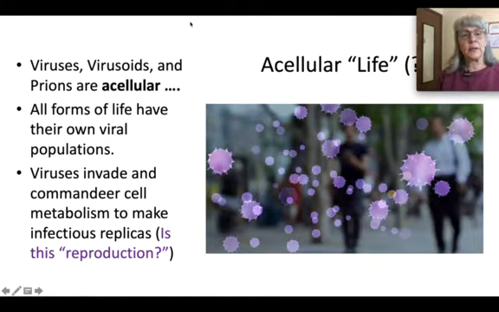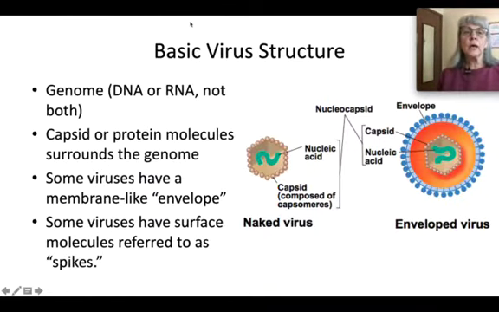How they do that is basically they will enter the host cell of that living organism, and then they take over the metabolic machinery of that host cell to make more of themselves. They replicate using the host cell's machinery. Now, is this true reproduction, or is it just being replicable because of using the host cell's structures, such as ribosomes or enzymes, to make more of themselves? The virus also has basic structure.